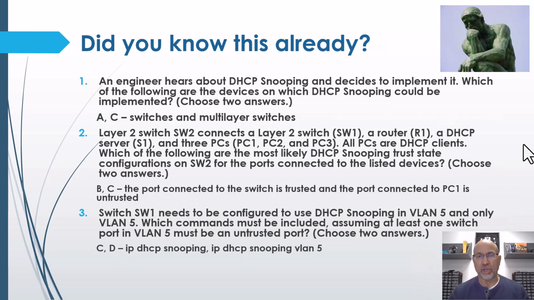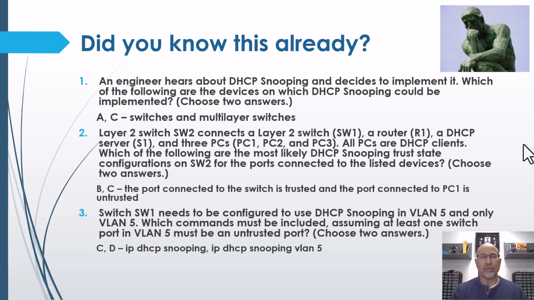And speaking of the chapter questions, do I know this already? So an engineer hears about DHCP snooping and decides to implement it. Which of the following are the devices on which DHCP snooping could be implemented? Well, hey, this is all about layer 2 stuff. So switches and multi-layer switches can both do DHCP snooping and dynamic ARP inspection.